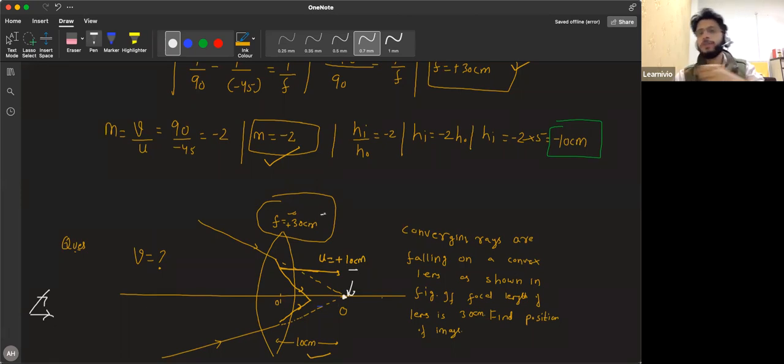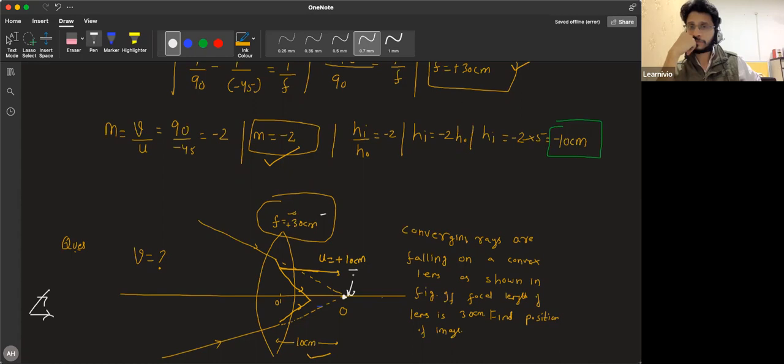The object distance is 10 centimeters and the focal length of the lens is 30 centimeters. Get the value of the image distance. Do it fast. So will the object distance be negative or positive in this case, Yashika? U will be plus 10 or minus 10? Sir, plus. Why plus? Why not minus?